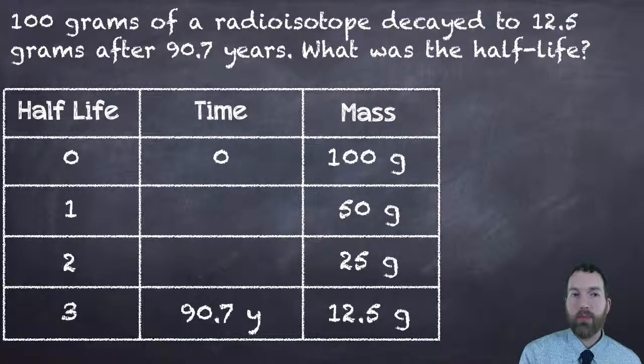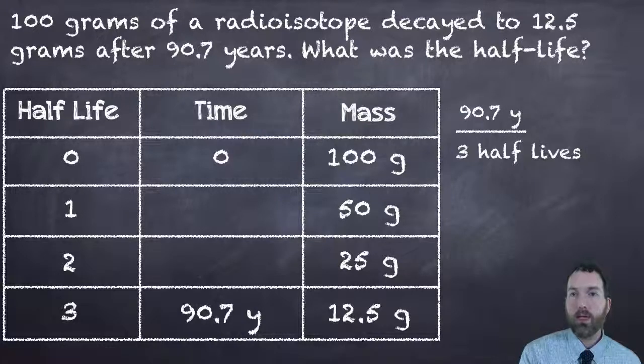So now I need to work backwards to get to number 1 here. Okay, this is a little harder than doing mass. So how I would suggest that you do this is to take that total time here, 90.7 years, and divide that by the total number of half-lives that have gone by. We've done 3 half-lives. So 90.7 divided by 3 is 30.23 years. So that is our half-life here.